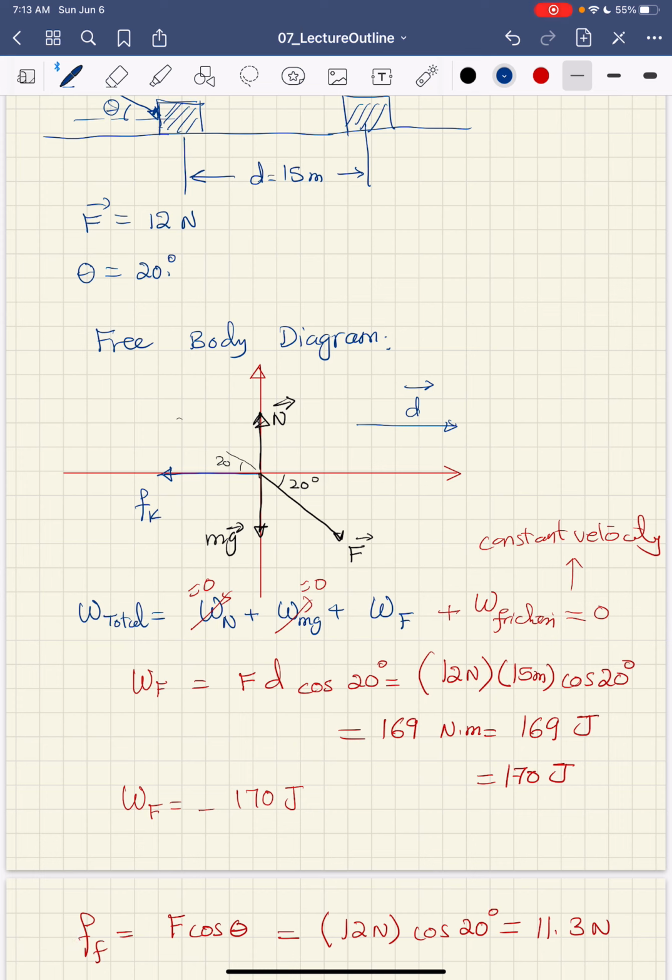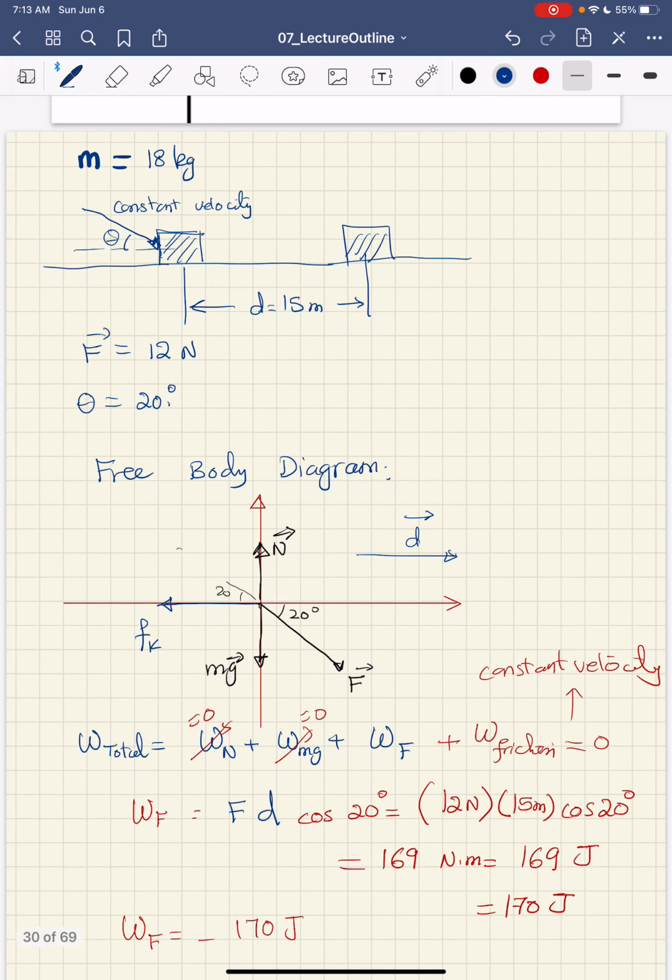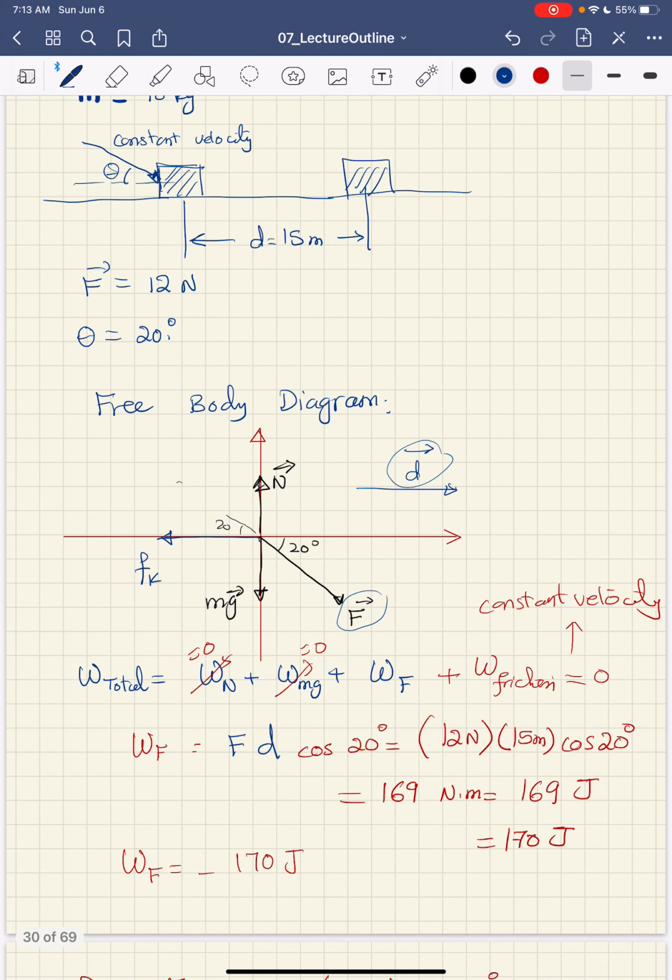How can I find the force of friction? This is the force. I'm confused a little bit here. This is the applied force. The applied force is 12 newtons, and the object is moving. Look here, I'm looking for displacement and force. This is the force and this is the displacement. The angle between them is 20.